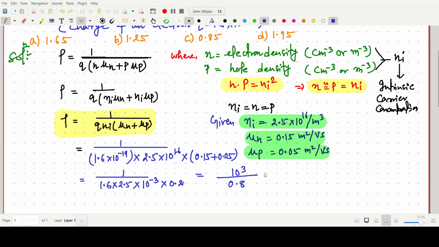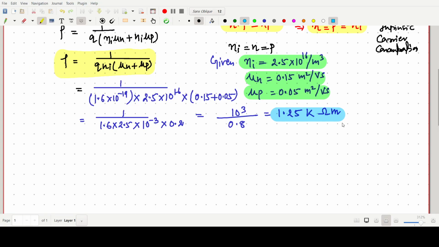So it should be written as 1 upon 0.8, which is simply 1.25, and this 10 to the power 3 is simply kilo, and the unit will be ohm meter. So this one is the answer, 1.25, because in the question they are asking for the resistivity in kilo ohm meter. So this is the final result.